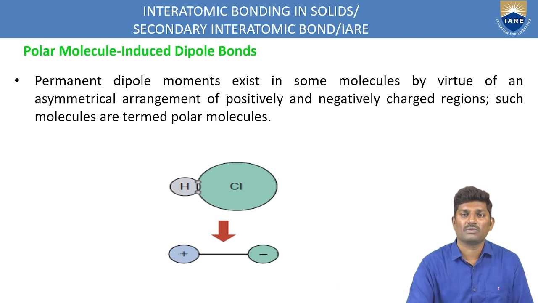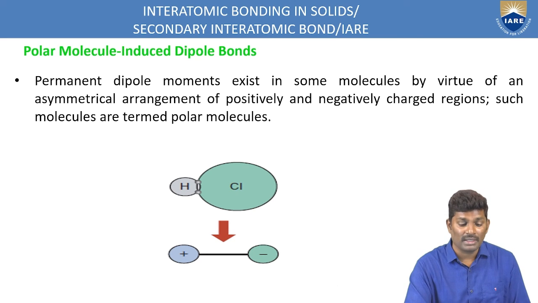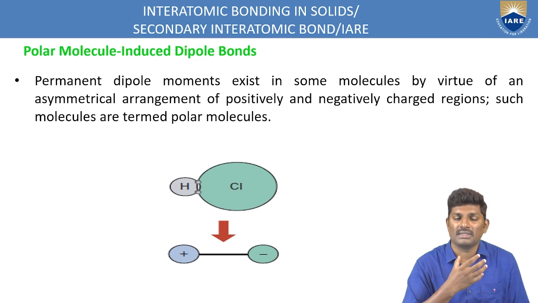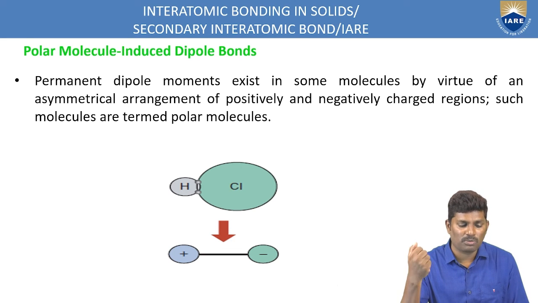So, another category is what? Polar molecule induced dipole bond. Wherever you see this dipole, that means there is a gap between the atoms. Because of the dipolar nature, you are not getting good bonding between the atoms. So the second category is the polar molecule induced dipole bond.